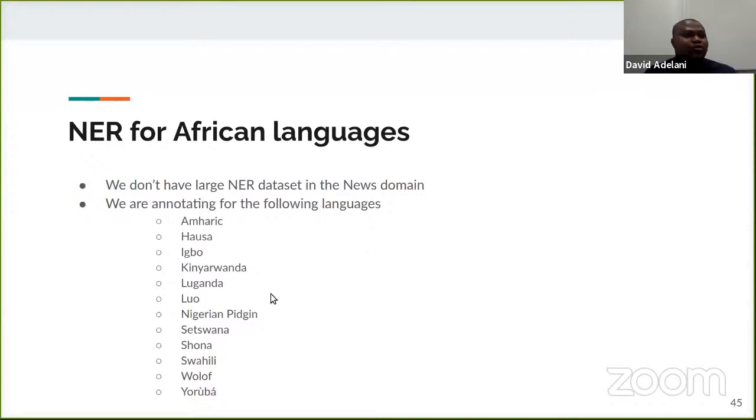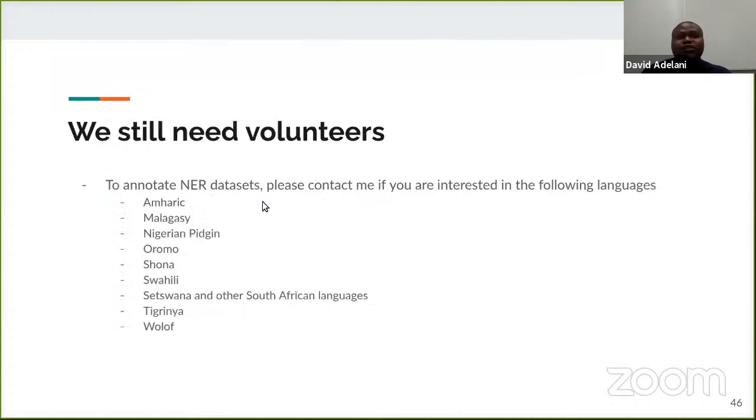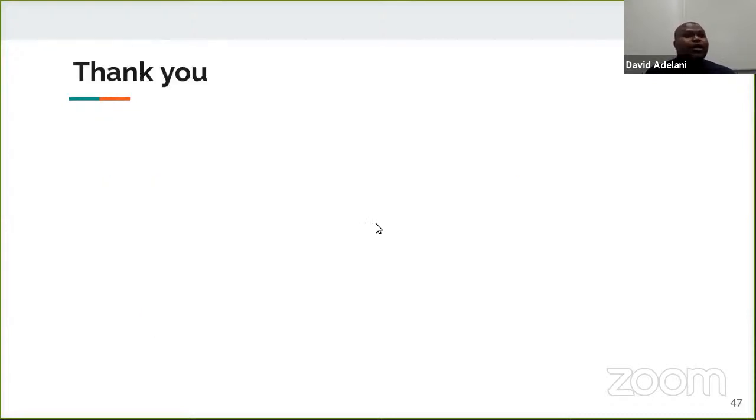Currently, we are working on 12 languages, and we hope to increase more if we have more volunteers to annotate the text. So if you speak any of these languages and you want to help with the annotation, please reach out. Yeah, I think that's it.